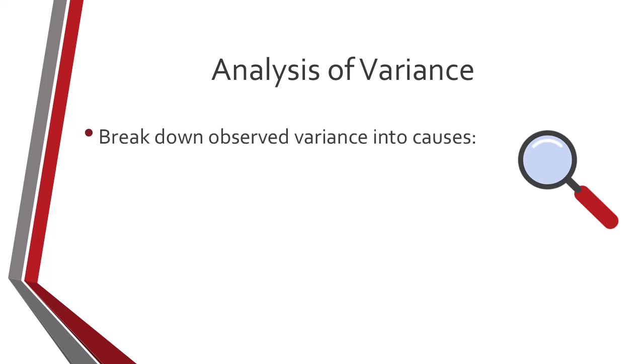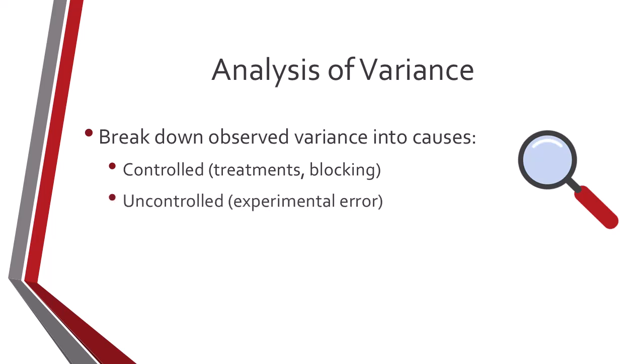The analysis dissects the variability in the recorded observations. There is controlled variability that comes from the treatment and blocking structures. The researcher has a hand in determining this, as part of the trial design. The uncontrolled variability is everything that cannot be controlled, also called the experimental error.